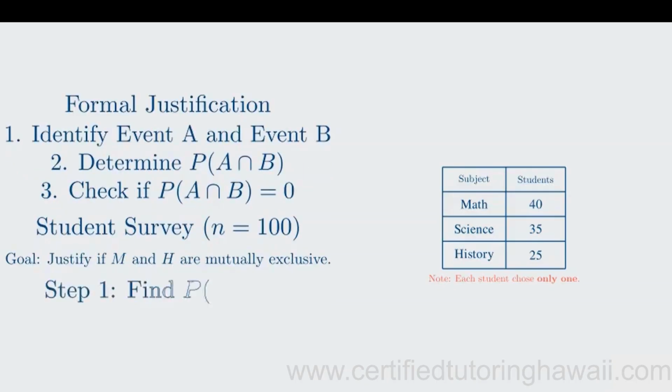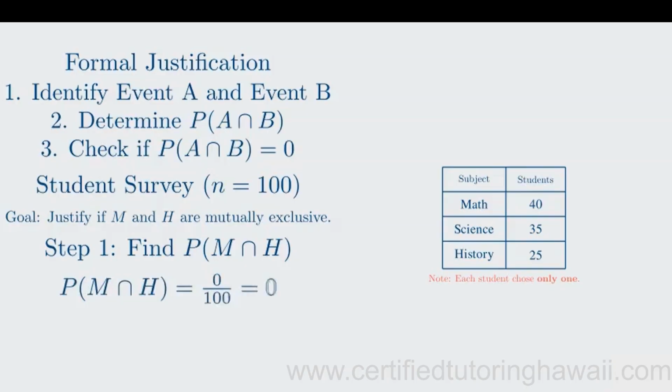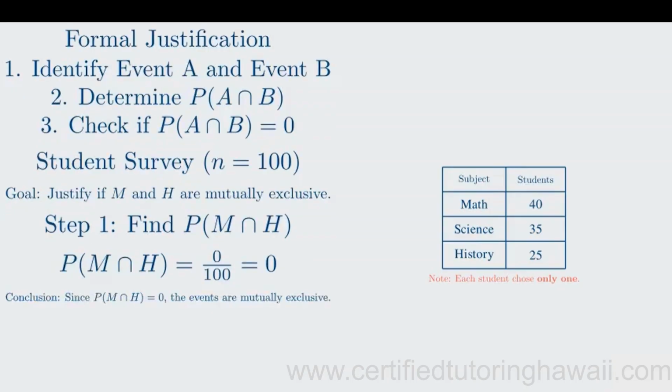First, we look for students who are in both categories. According to our note, each student chose only one subject. Since no student likes both, the number of outcomes in the intersection is zero. Therefore, the joint probability is 0 over 100, which is 0. Because the joint probability P of M intersection H equals 0, the events likes math and likes history are mutually exclusive.